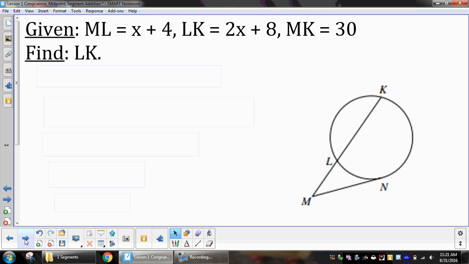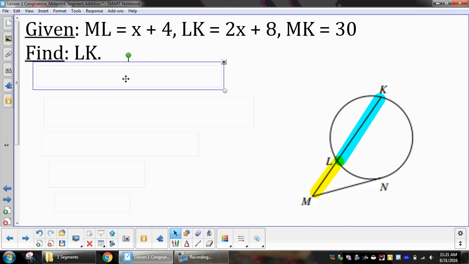So we can apply that information to other sorts of figures that have segments in them if we have segment lengths. So I'm given ML is equal to x plus 4, LK is equal to 2x plus 8, and MK is equal to 30. So I'll tell you right now that I broke my own rule here. I didn't label my picture, but you should. ML, this segment, is x plus 4. LK is 2x plus 8. And then this whole thing, the yellow plus the blue, is equal to 30.